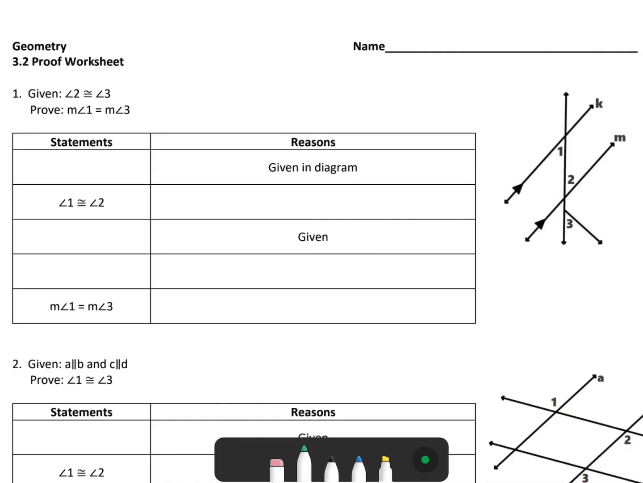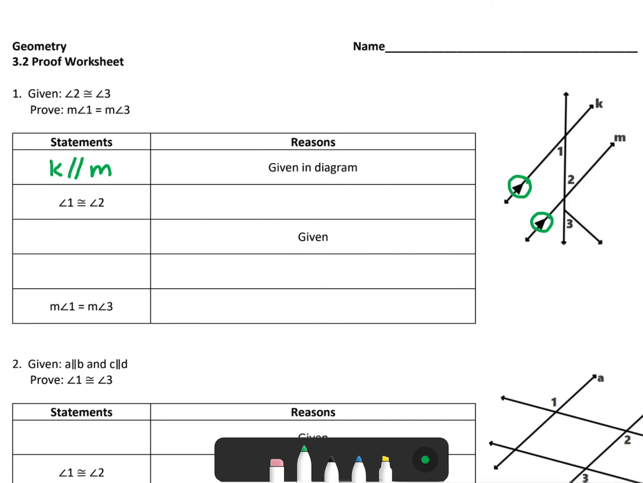Then I just wanted to help you get started on a proof from the worksheet. Number 1 says, given that angle 2 is congruent to angle 3, prove that the measure of angle 1 equals the measure of angle 3. And the first thing they want you to fill in is given in the diagram. And I don't see any swoops, I don't see any algebra over there. One thing I do see is these little arrow markings. So that's the given in the diagram, that line K is parallel to line M.